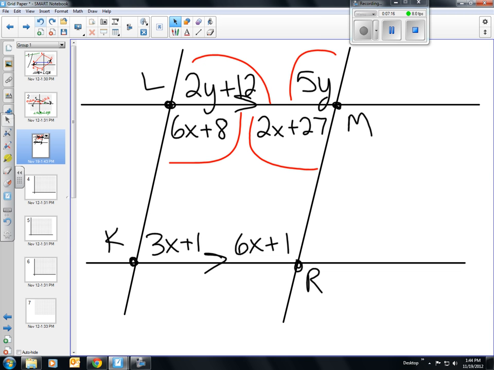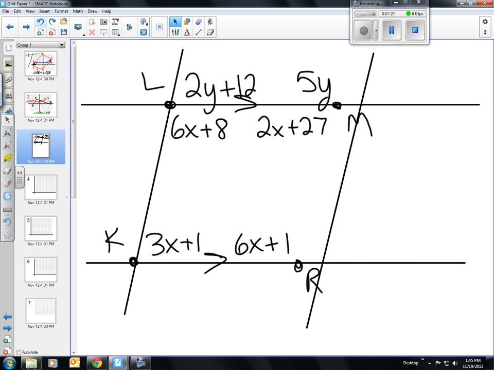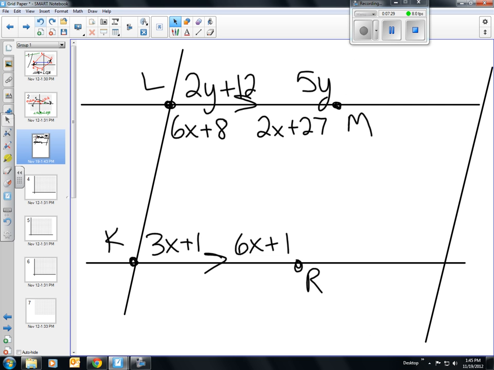You have to really be careful when you're drawing these, or when you're saying which ones are going to add up to 180. Consecutive interior angles, at least the ones that add up to 180, have to touch a pair of parallel lines. So here you have the 6x plus 8 and the 3x plus 1. They are both touching a parallel line in this diagram. And so they would be considered consecutive interior angles that add up to 180 degrees.